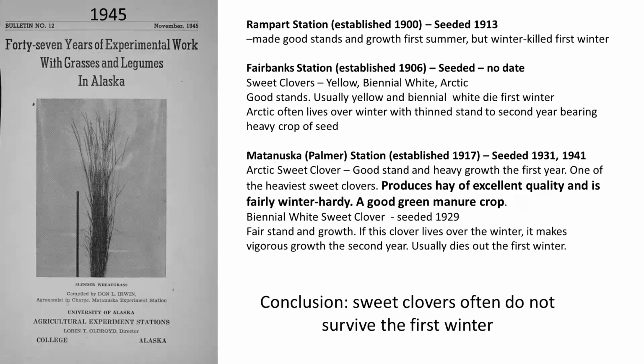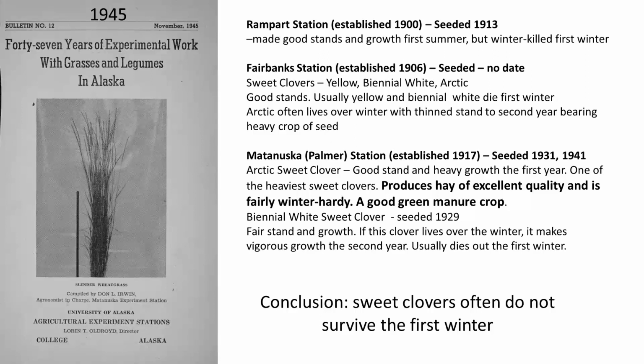Fairbanks, where Katie is now, is actually where the University of Fairbanks was the original agricultural station. They were experimenting with a couple of different sweet clovers, including yellow and white, and this is the first time I learned that there were two different strains. One was called biennial white and the other one was called Arctic. They mentioned that the biennial white didn't survive very well, but the Arctic was much more hardy. So that's something I've got to follow up more with.